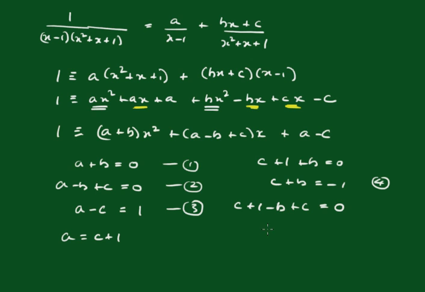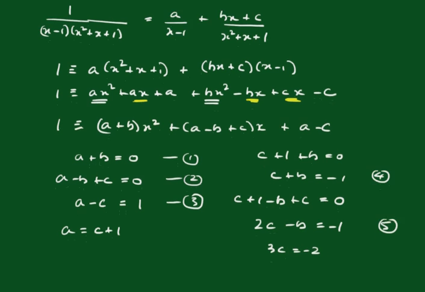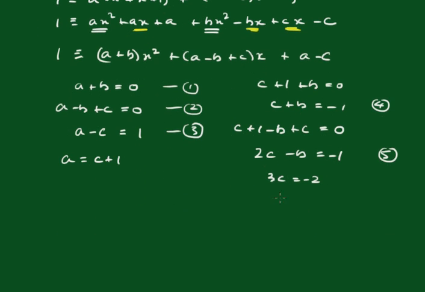So that means that 2c minus b equals negative 1. Equation 5. Okay, adding those two together, we get that 3c equals minus 2. Means that c equals minus 2/3, which of course means that a must equal 1/3, and b must equal minus 1/3.